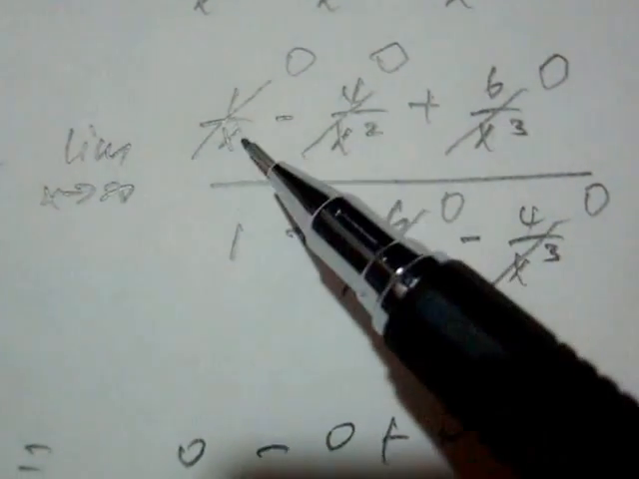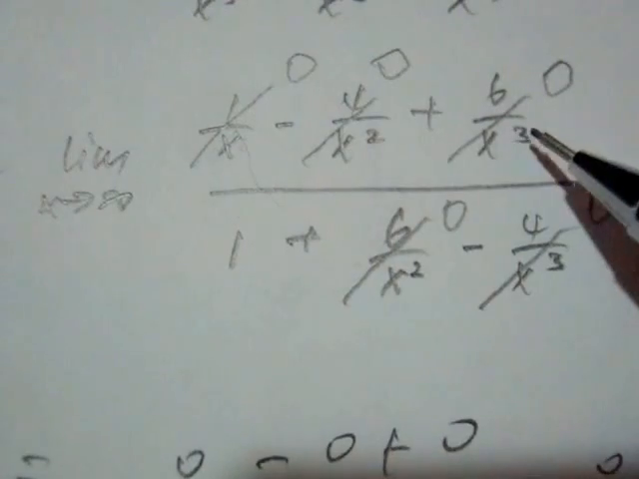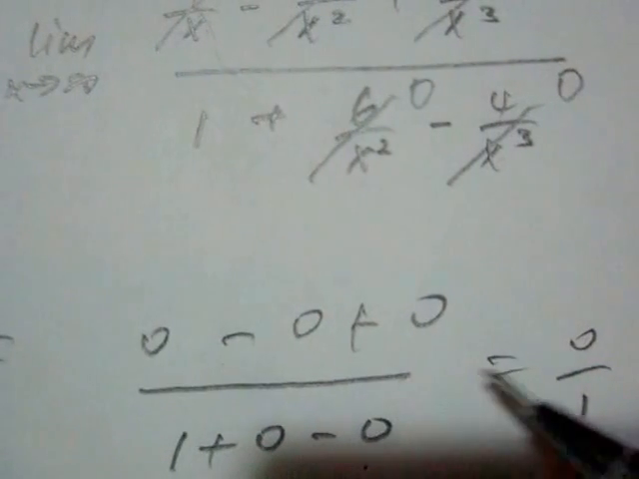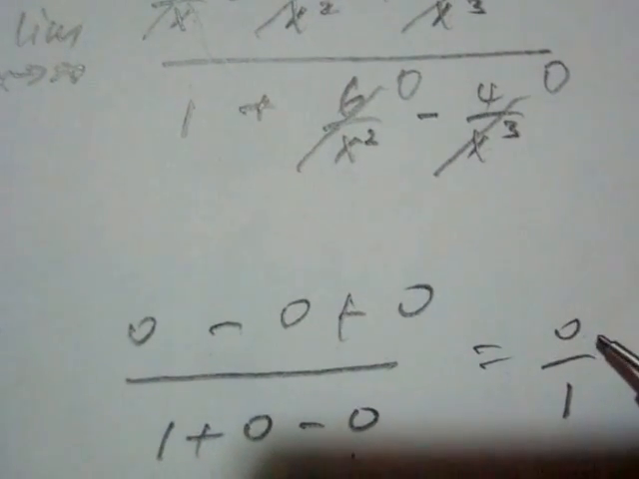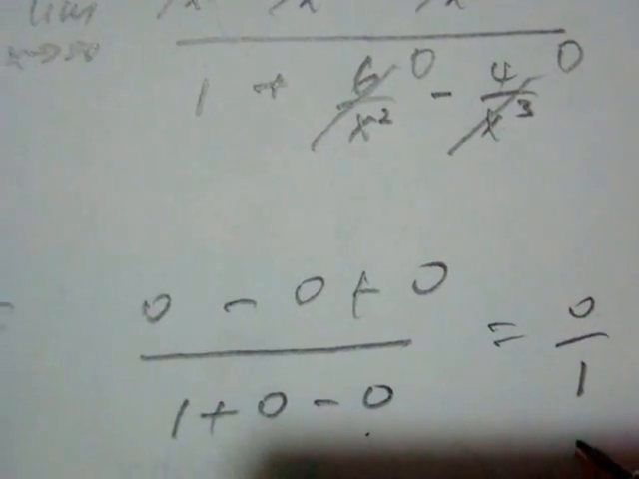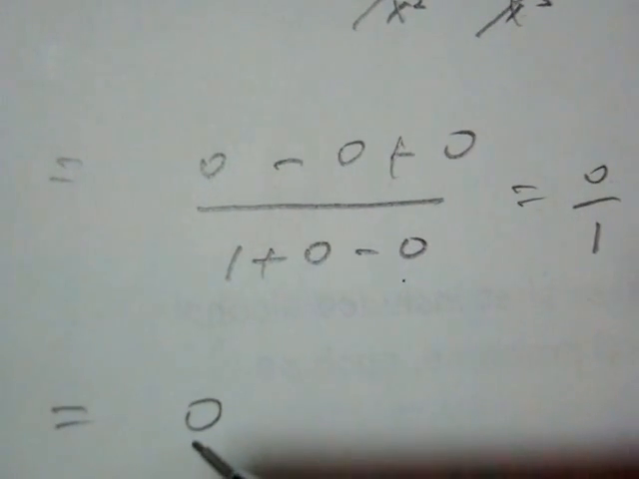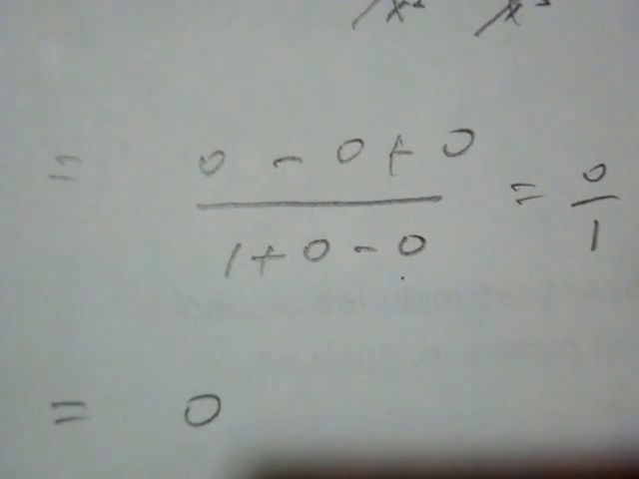So the first term right here will be 0 minus 0 plus 0 divided by 1 plus 0 minus 0. So on the numerator, you will be left with 0 divided by 1. So the answer for this limit will be 0.